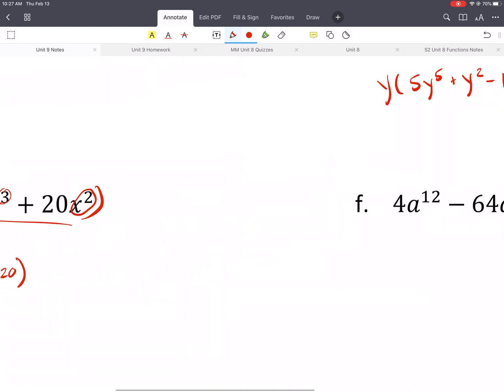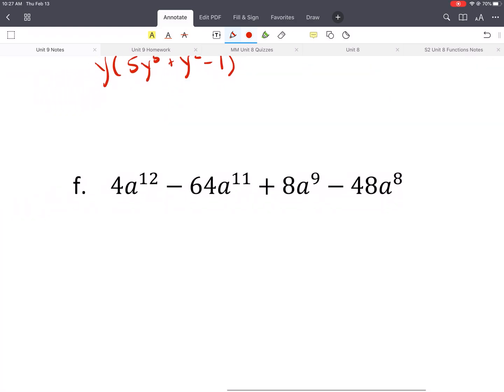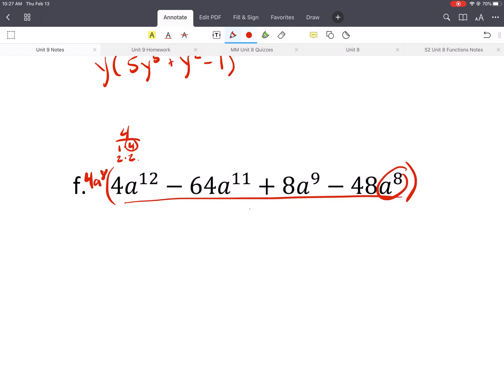Okay, and then we'll try f. So here we think we got some of both. All right, 4 goes into 1 and 4 and 2 and 2, so we just want to see if 4 can go into all of those numbers. Okay, and it turns out that you can, so we'll just choose 4. And then the highest exponent would be a to the 8. So we'll divide everything by 4a to the 8.